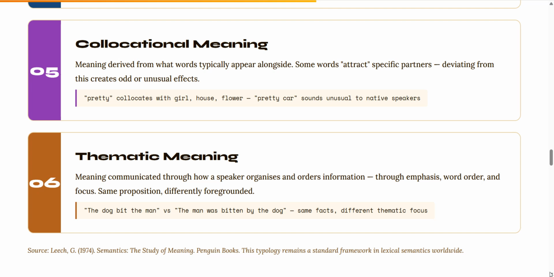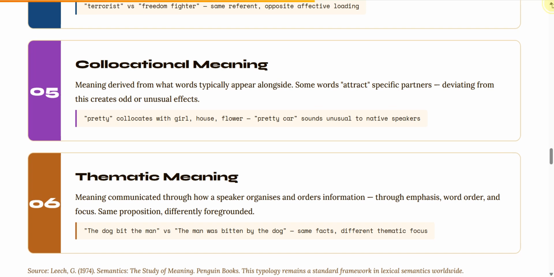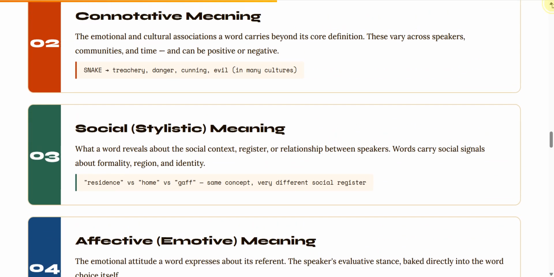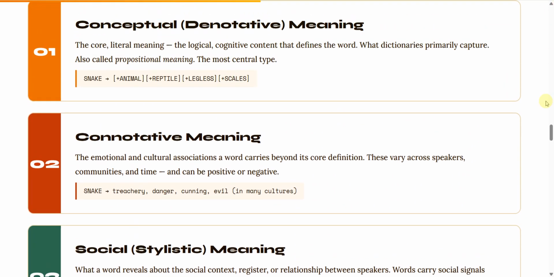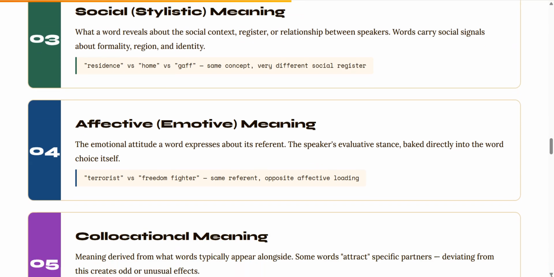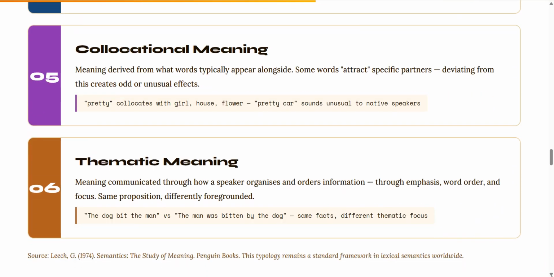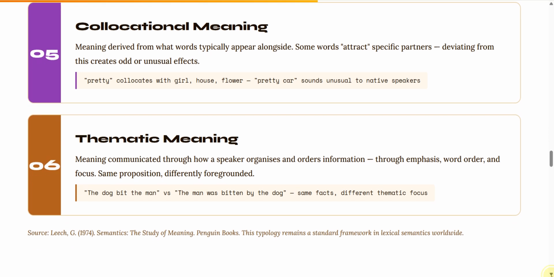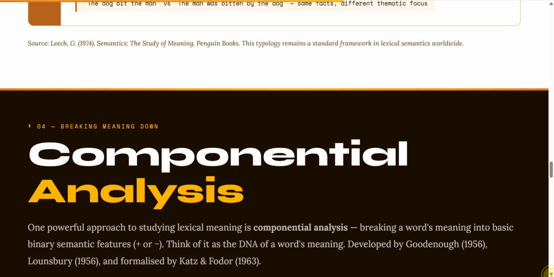So these are given by Leech. We'll just look at them again, just the names of them. First is conceptual meaning, then connotative meaning, social meaning, affective meaning, collocational meaning, and thematic meaning. These are the six given by Leech.